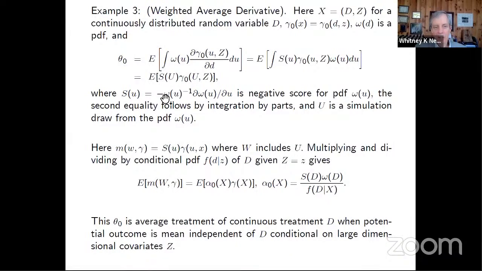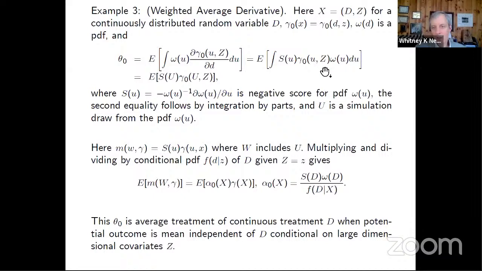The parameter is the expectation of this negative density score times the regression, where you're plugging in a simulation draw from this density, and plugging in the data for the Z. And that estimates an average treatment effect for continuous treatment, or you can think of it as an average derivative of the average structural function, correcting for endogeneity. So it has this form that we saw. What's the M? The M is right here. This is a known function you're multiplying by. And the U that is going in here is the simulation draw from the density. And to get these represented is simple.